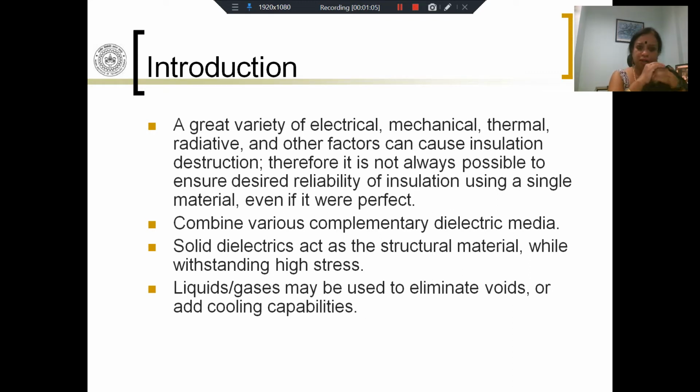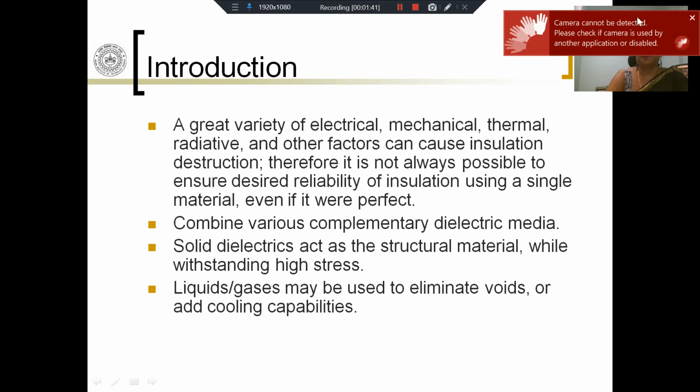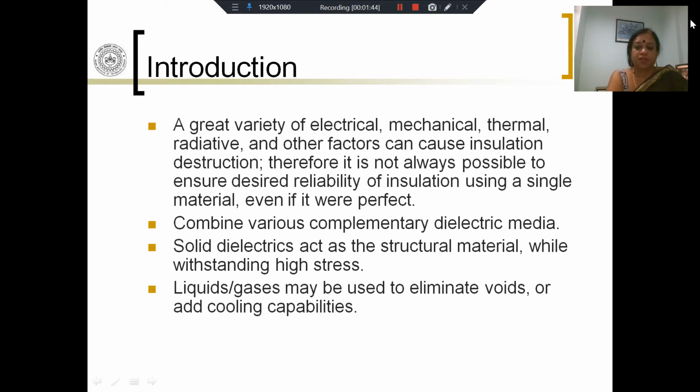Why do we use composite insulation? Remember, I have kept telling you that when we choose insulation, we do not choose it only for its electrical or dielectric properties. When we are choosing an insulation for a particular application, we are also interested in providing certain electrical, certain non-electrical features. For example, it could be mechanical, thermal, radiative, and other factors which can cause insulation destruction. And therefore, it might be necessary to use a combination of different kinds of materials or different kinds of media.